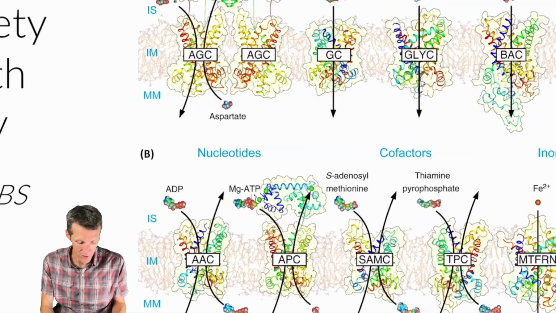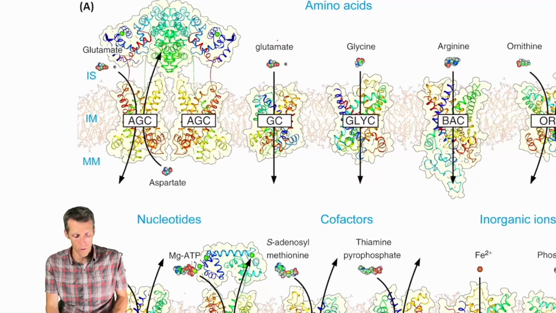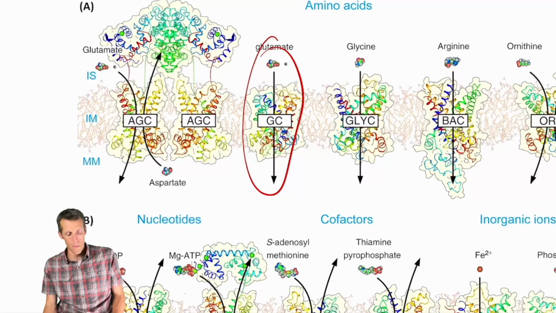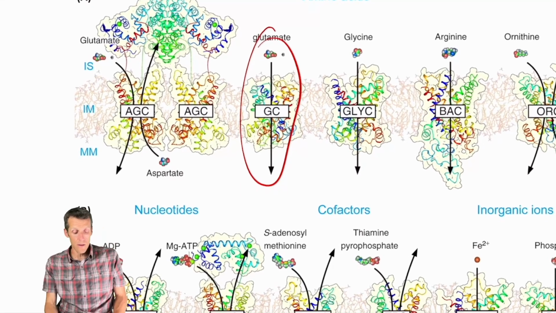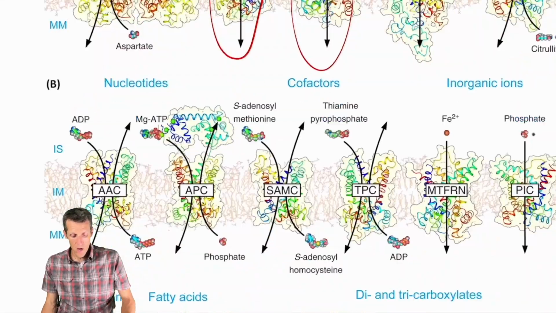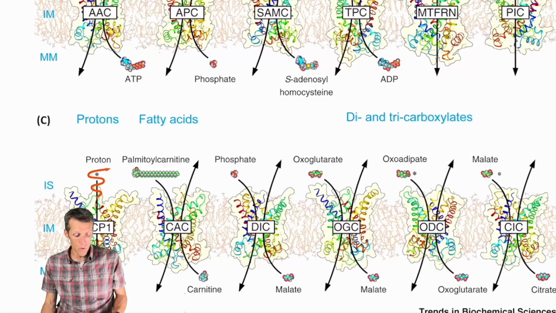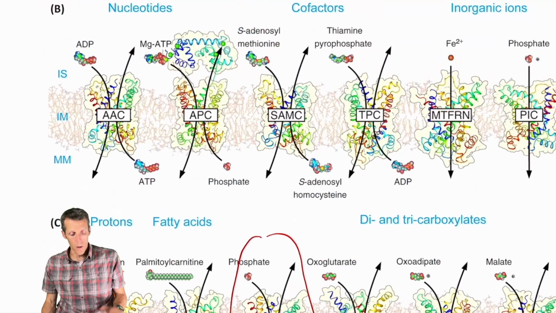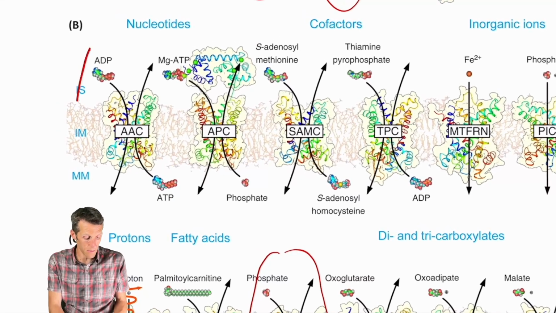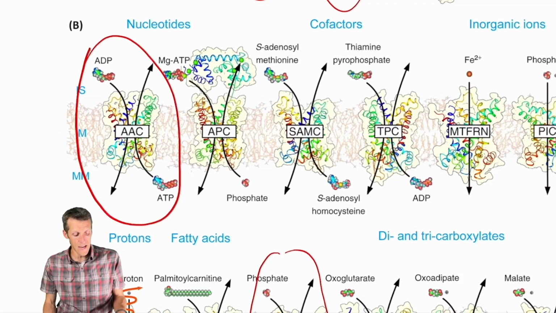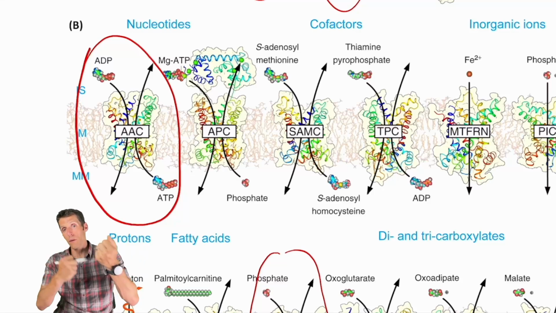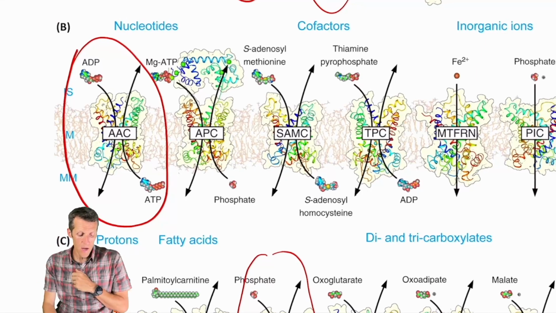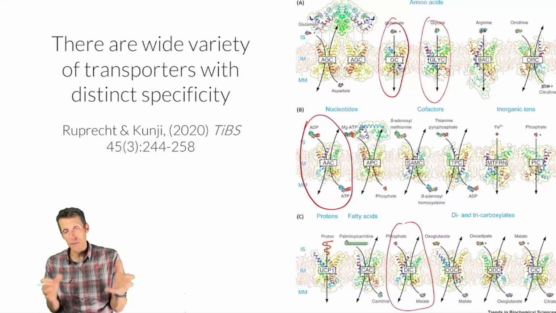So let's zoom in and just look at some of them. This transporter, the GC transporter, moves glutamate by itself. Glycine moves by this transporter by itself. Just randomly looking at them here, this one is an antiporter that moves malate and phosphate. This one here is a really important one. It actually moves ATP and ADP. So basically those can swap with each other going across the membrane.